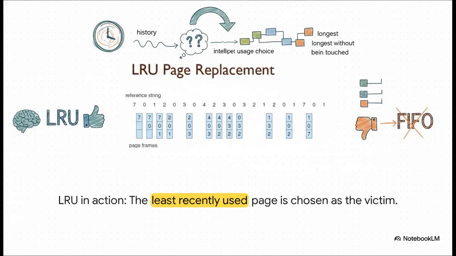And you can really see the difference here. LRU is keeping track of history. When it needs to make room, it looks for the page that's gone the longest without being accessed. It's a much more intelligent decision than FIFO because it's based on how the program is actually behaving.